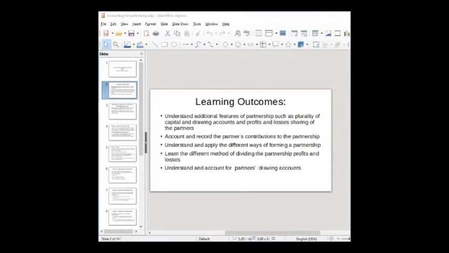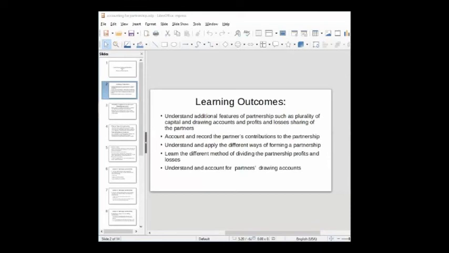I will now be discussing to you the basic concepts and accounting processes relative to the organization or formation of a partnership. This is on how to account and record the contributions or investment of the partners, the division of profits and losses, and the partners' withdrawal, or drawings for personal use.